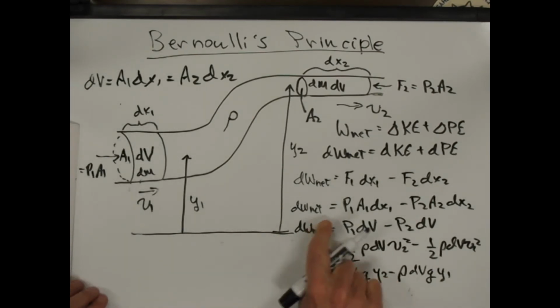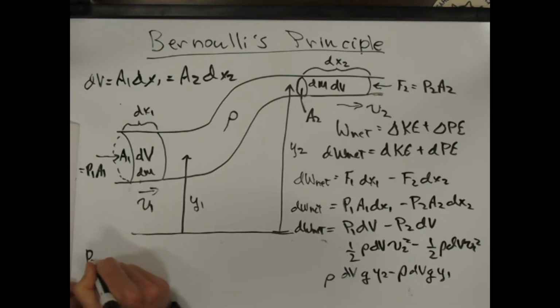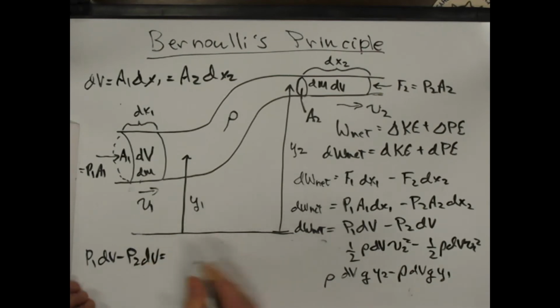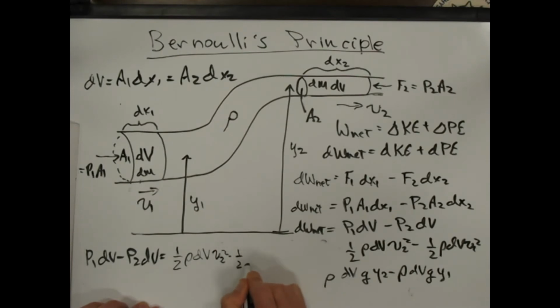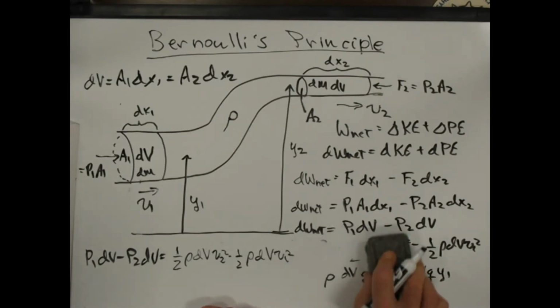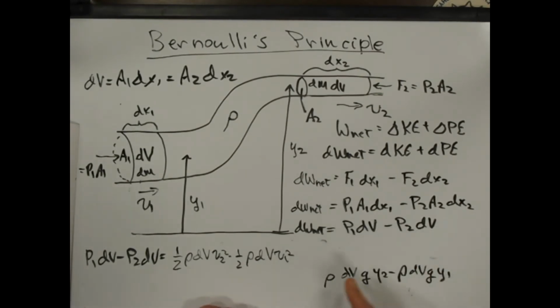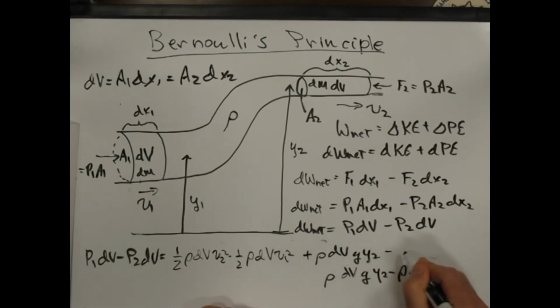So the work done, which is P1 dV minus P2 dV, is equal to the change in kinetic energy, which is this term, 1/2 rho dV V2 squared minus 1/2 rho dV V1 squared. Plus this, that's my change in potential energy, plus rho dV g Y2 minus rho dV g Y1.